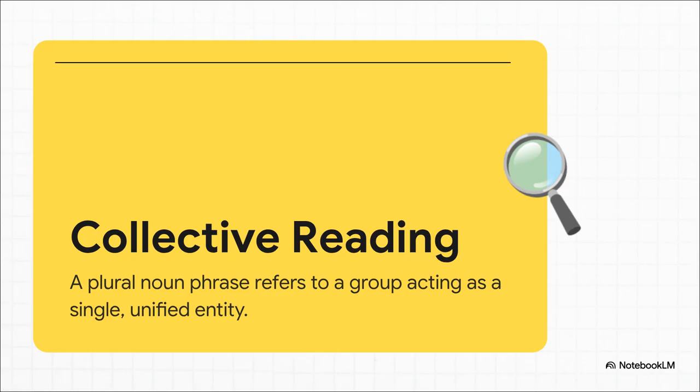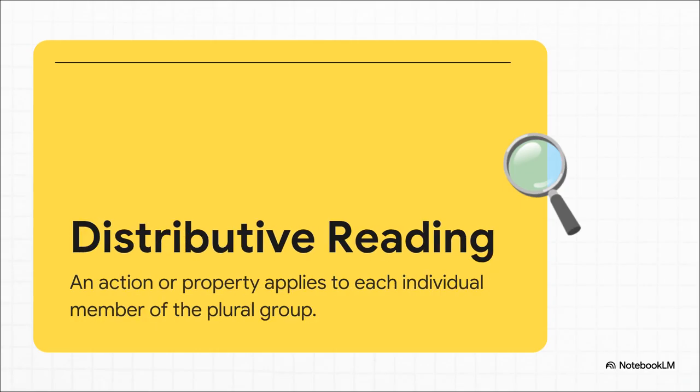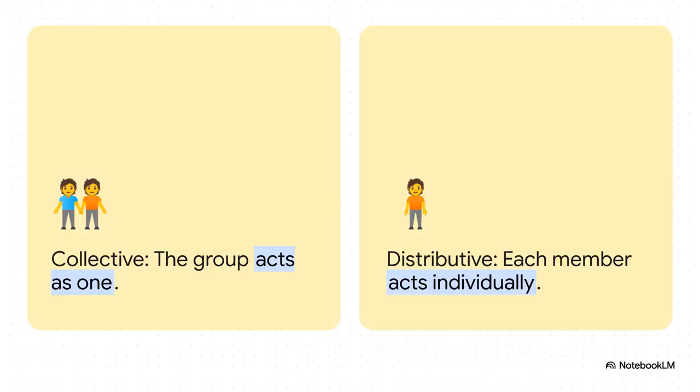So first up, we've got what's called the collective reading. This is what's happening in our first sentence when the students gathered. They acted as one. Like a single unit, a single group, all doing one thing together. That's the collective meaning. And then, on the flip side, you've got the distributive reading. This is what's going on with the students read a book. See, the action of reading is, well, it's distributed among all the individuals. Each student is doing it on their own, not as one big hive mind. And boom, that's the core distinction right there. Is it one group acting together, or a bunch of individuals acting separately? Your brain makes that call in a split second.